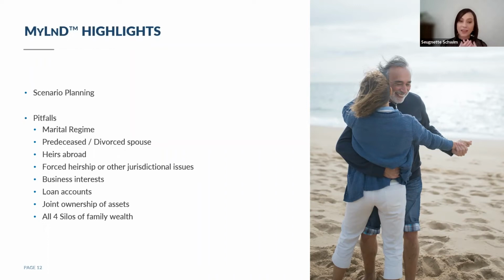Then going back to those four silos, it's very possible that you have loan accounts pointing in and out of your estate from a trust or a company or a family friend. And all of this needs to be taken into account. And then finally, you cannot look at this without looking at those four silos of your assets. While we are focusing on the estate silo today, and when we do the MyLnD, it is all interactive, and that needs to be taken into account along with that family photo of yours.